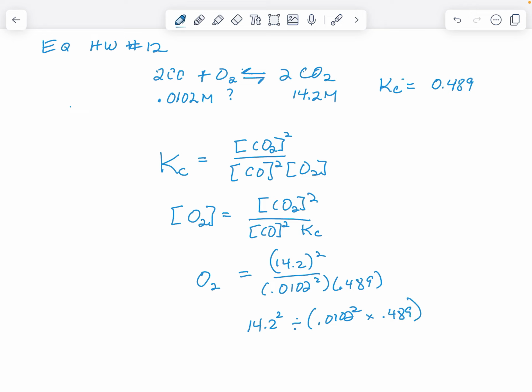Now, if you are doing things in scientific notation, like this would be 1.02 times 10 to the minus 2, it makes a difference whether or not you use the EE function on a calculator to treat this as scientific notation, or if you use the multiplication symbol. It's going to affect whether or not this exponent gets treated as 10 to the minus 2 or 10 to the 2.